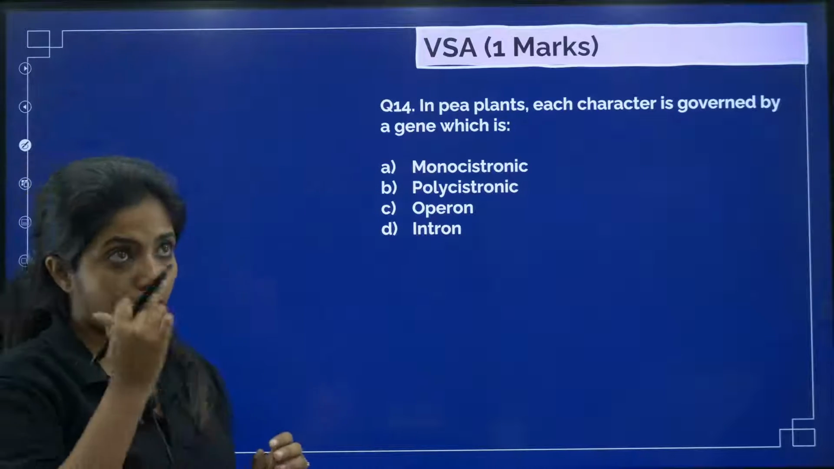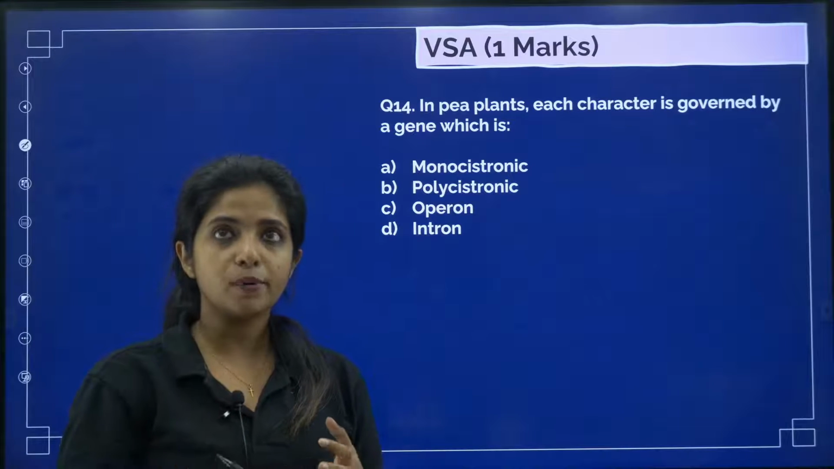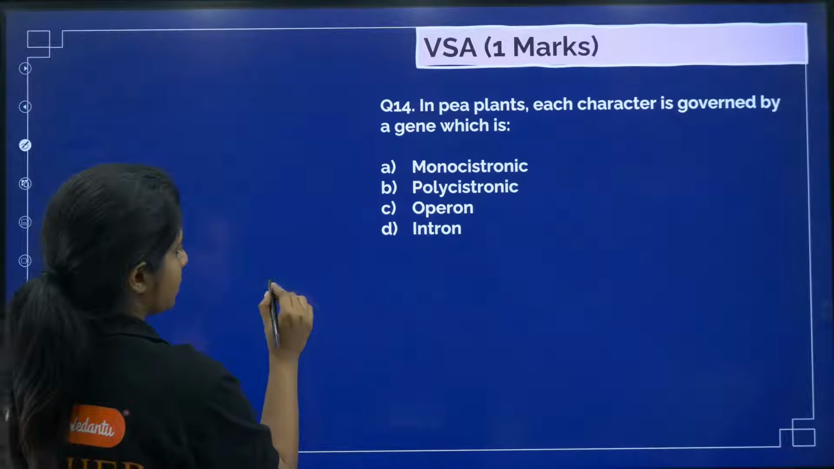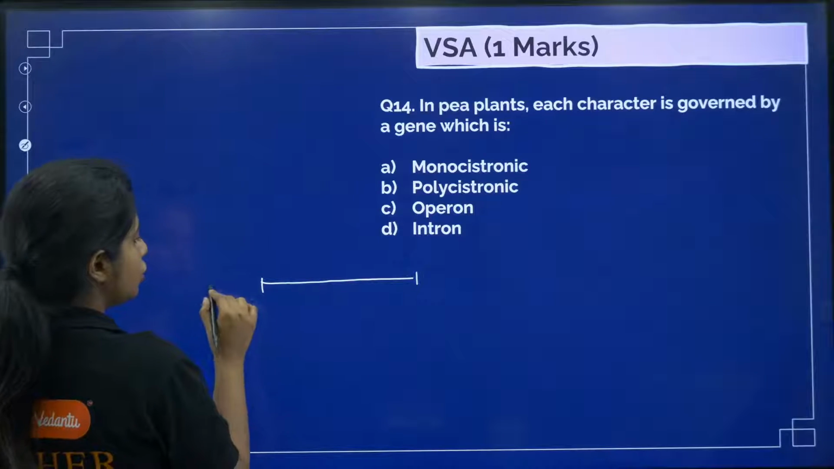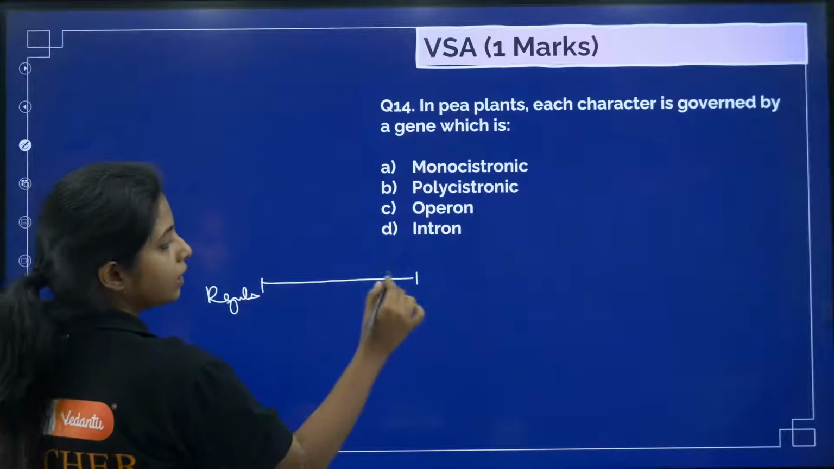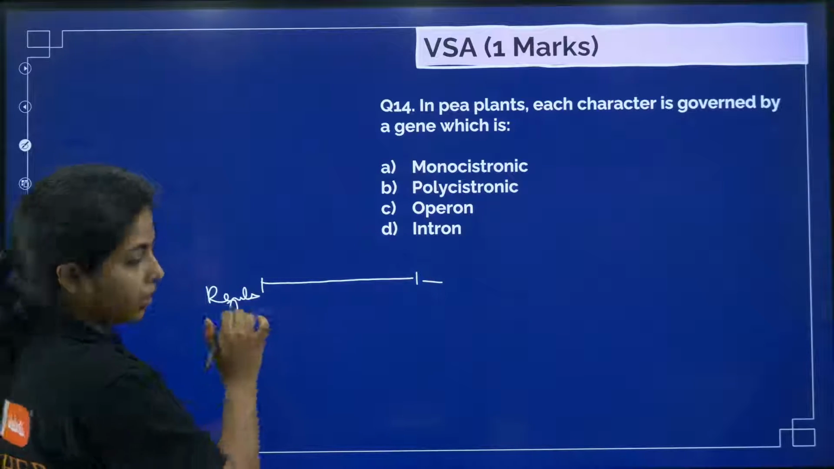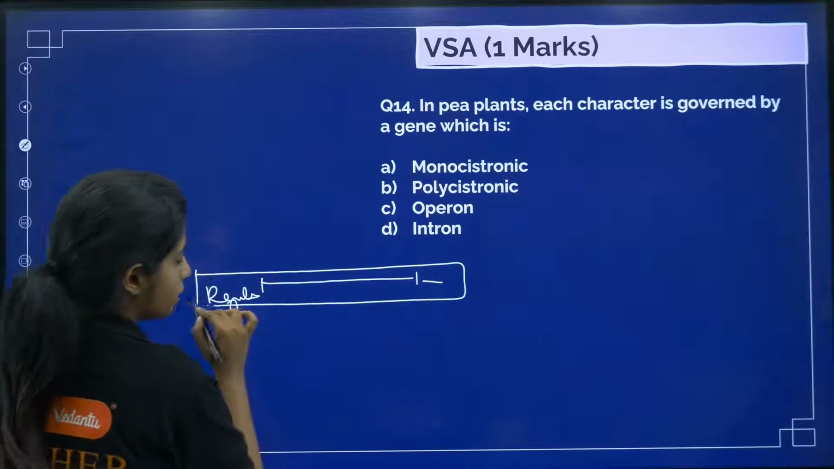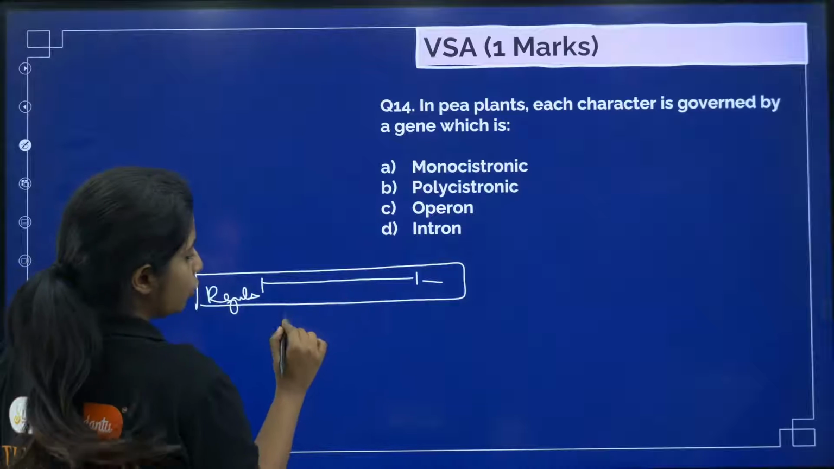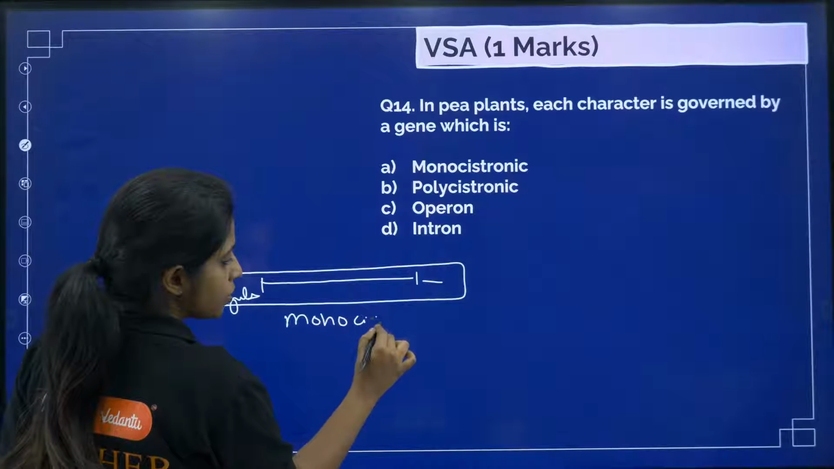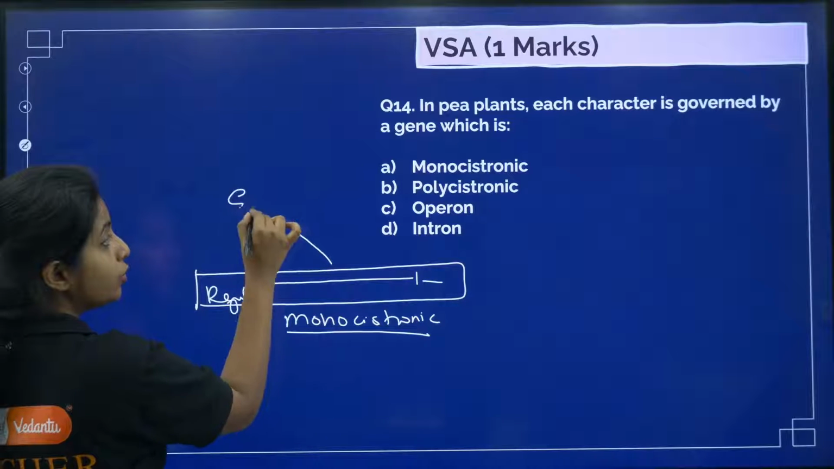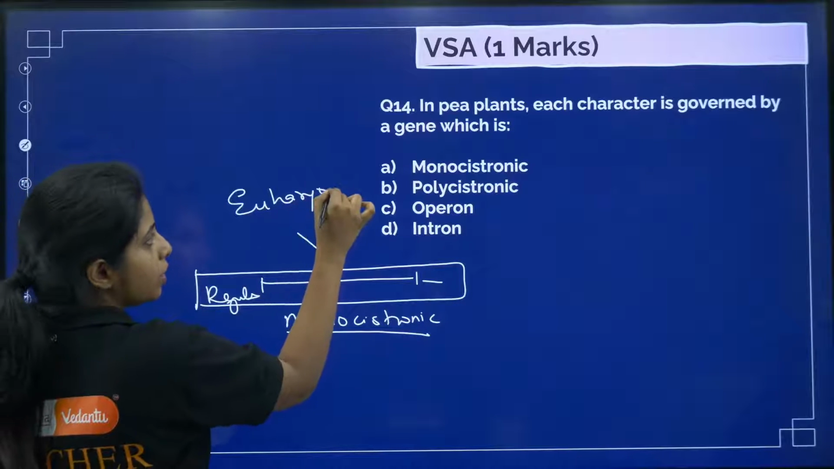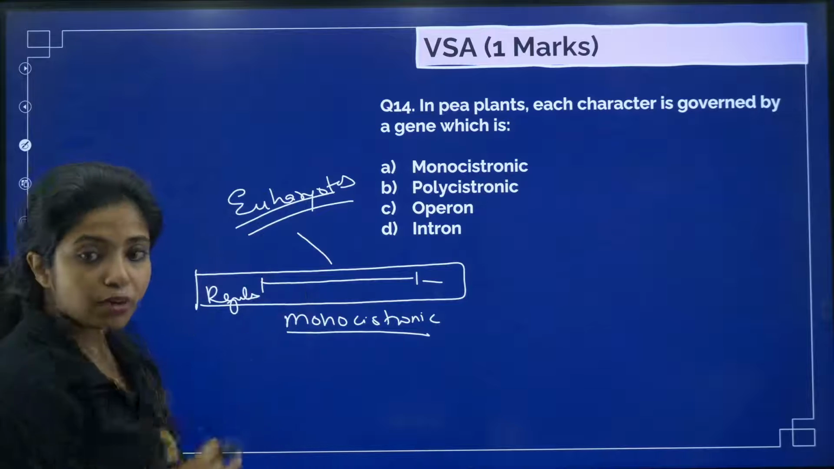Monocistronic is when basically you have a gene, and for this gene you have a separate regulator and promoter, operator, everything. There's a separate thing over here for one particular gene. This is what you mean by monocistronic. And this is found in eukaryotes. Always remember, monocistronic genes are found in eukaryotes.